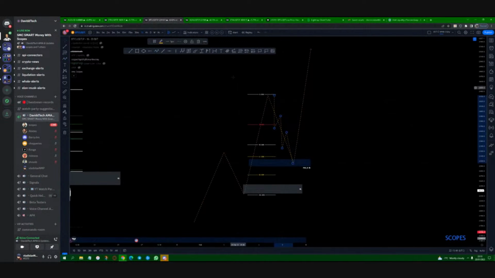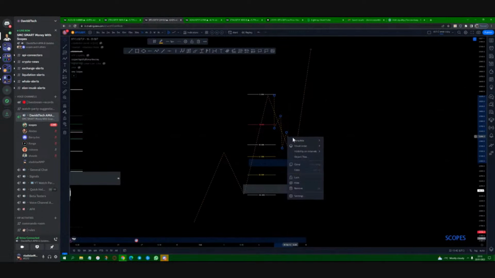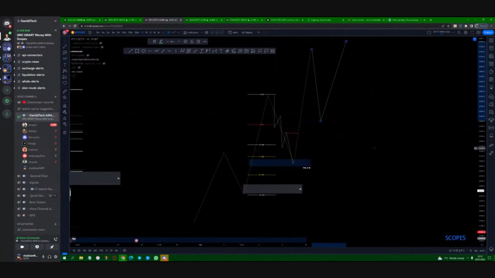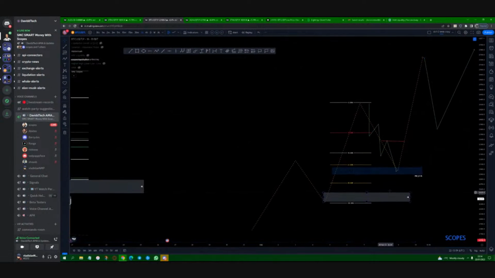But all along you're still looking for a touch on the hourly, and then a break of structure on 15 minutes. Then price comes down, yeah, POI in this area, and then goes up. It's still the same process.